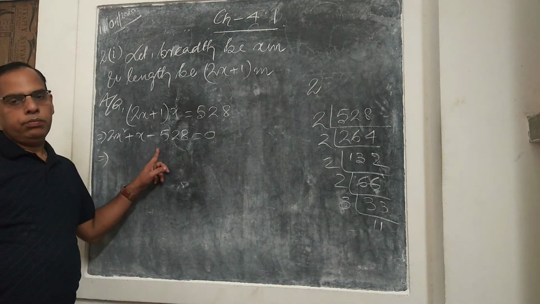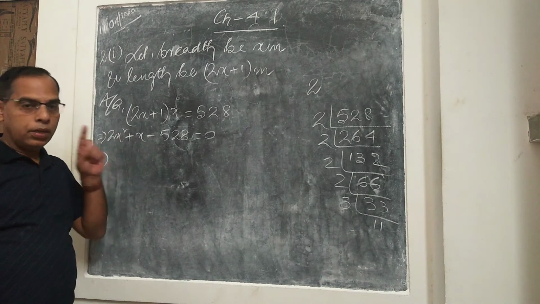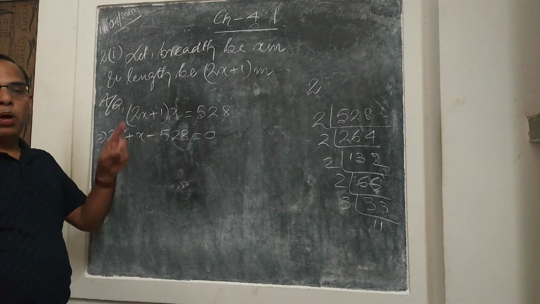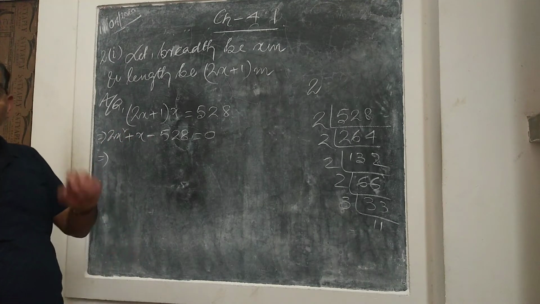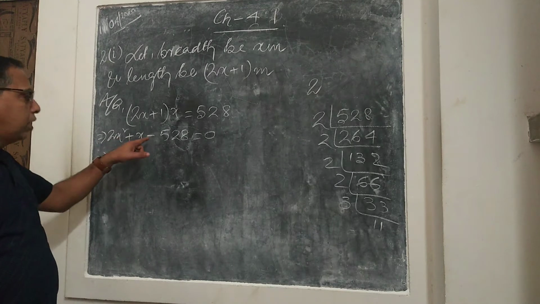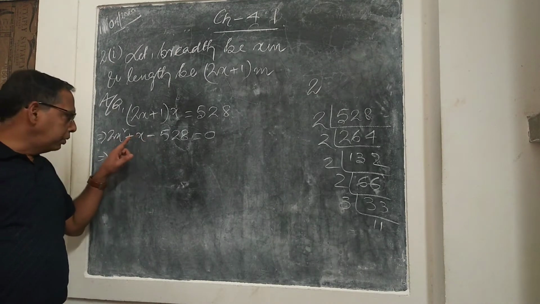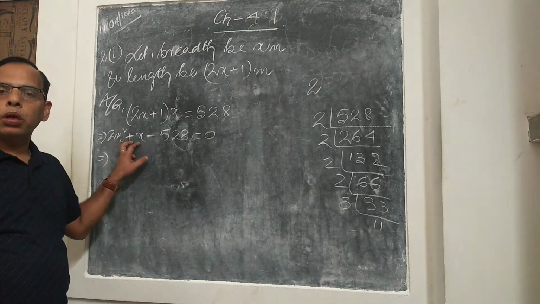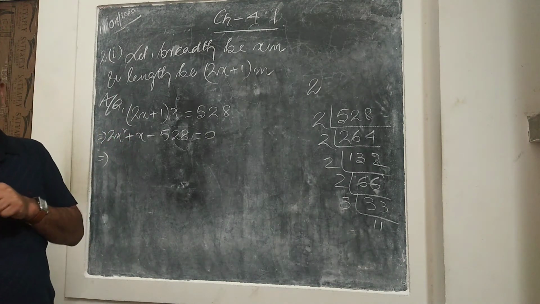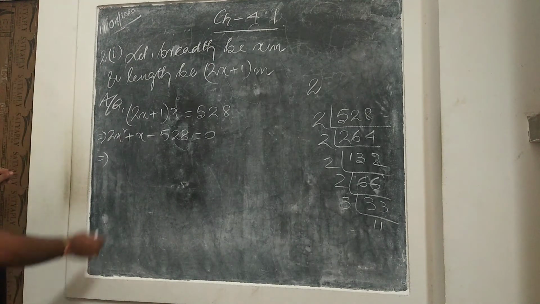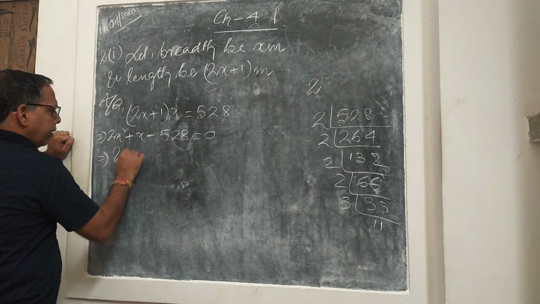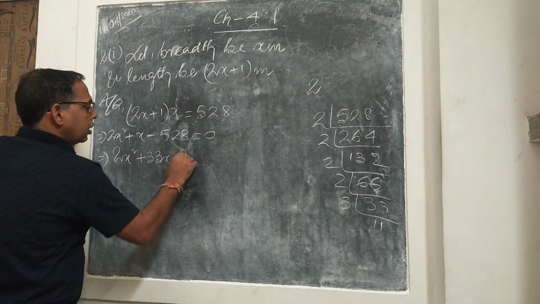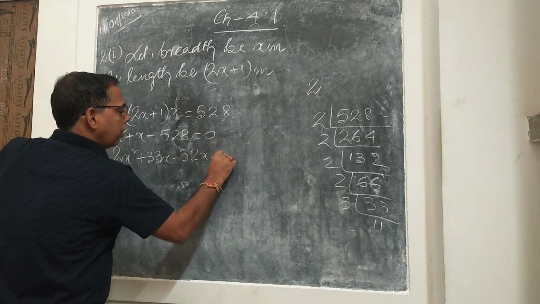is negative, then remember the broken parts of the middle term, one will be positive, another will be negative. But if this one is positive, whatever may be the sign, both the broken parts will be of the same sign. It cannot be the opposite sign. That one you keep in mind. So 2x² + 33x − 32x − 528.